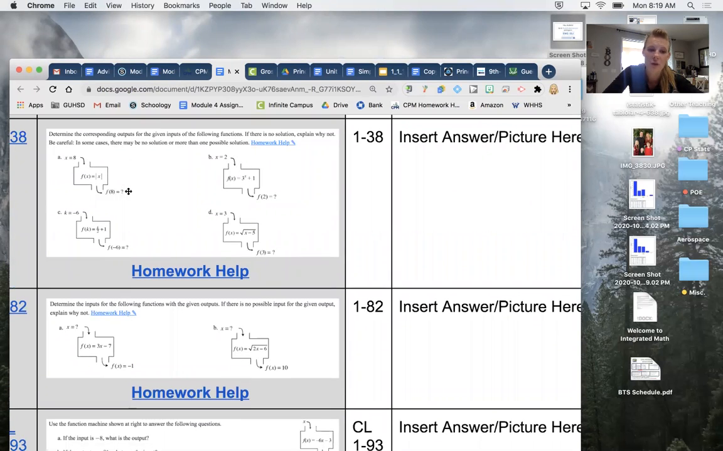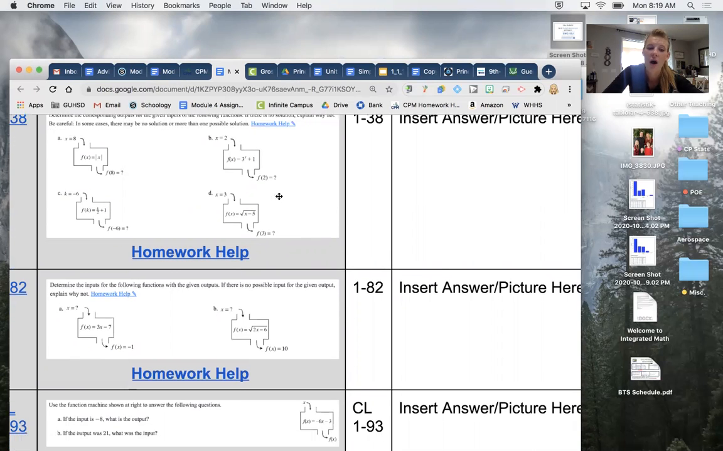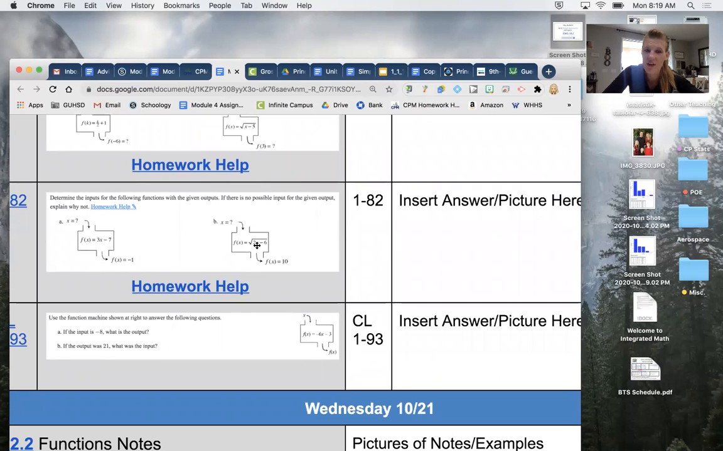You input a value, what's your output? You input a value, what's your output? On these bottom couple right here on number 1-82, it's a little bit more complicated because they give you the output and you kind of have to work backwards to figure out what the input was. My hint to you there is that if it's telling you f of x equals -1, then I can just substitute that in right here for -1 and then solve from there. That's the way that you'll do these problems right here.